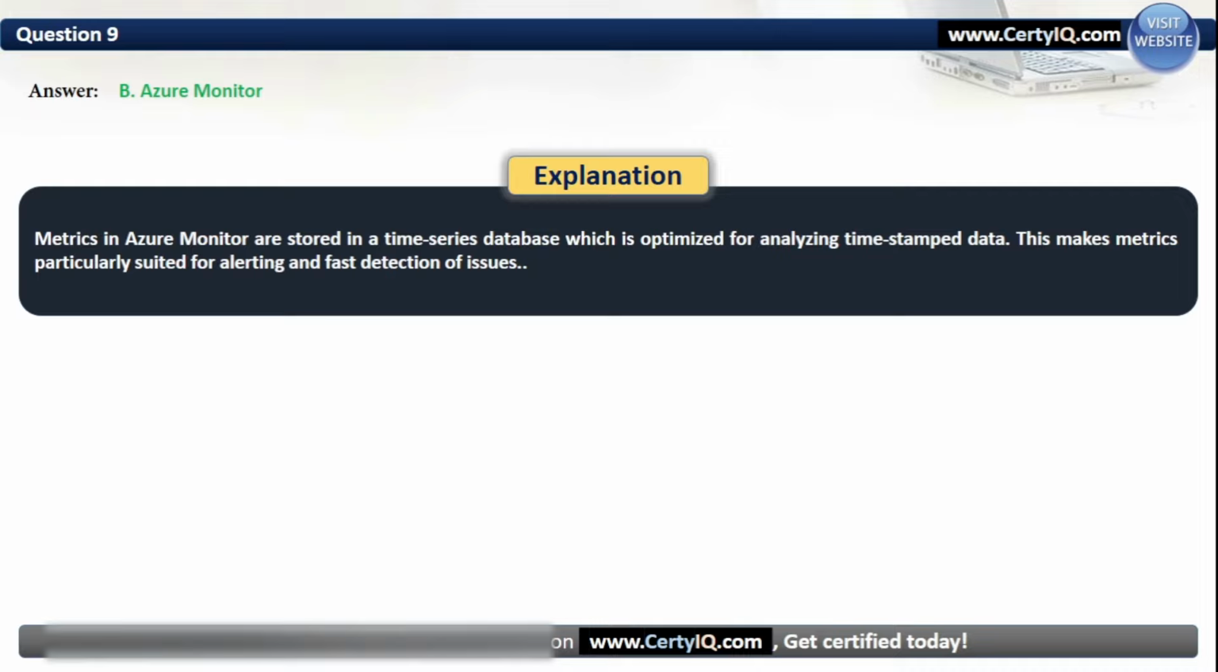Metrics in Azure Monitor are stored in a time series database which is optimized for analyzing timestamp data. This makes metrics particularly suited for alerting and fast detection of issues.